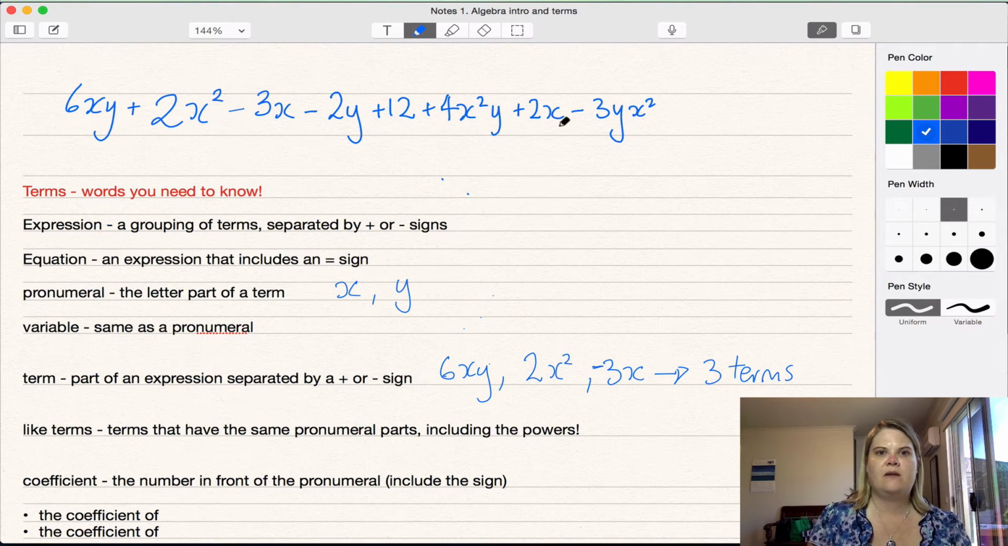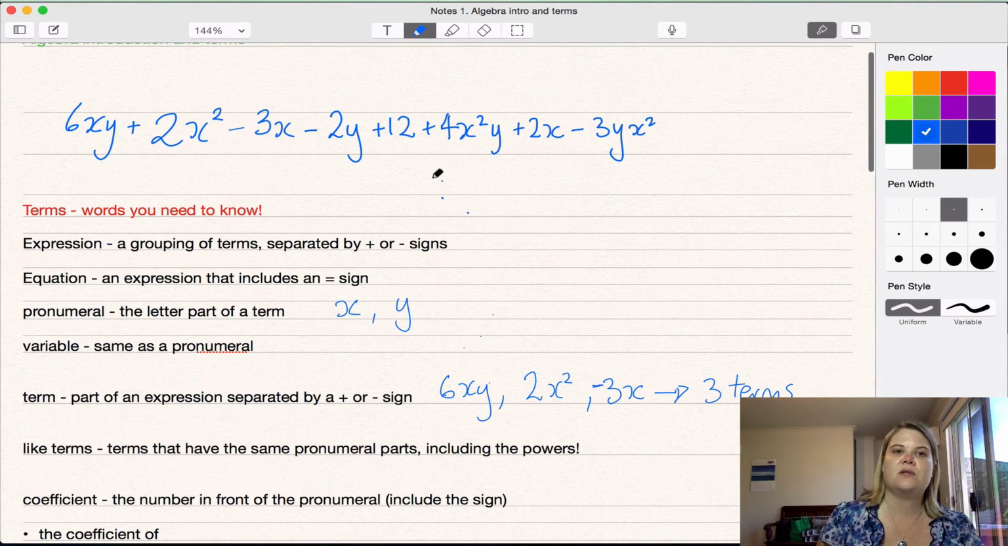So I've added a few more terms into our expression now. If we're trying to find terms that have the same pronumeral part, let's see, we've got xy, x squared, x, y by itself, no. This is just a number by itself. Number by itself counts as a term as well. X squared y, haven't seen one of those yet.